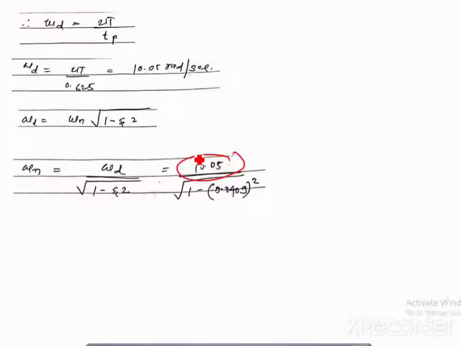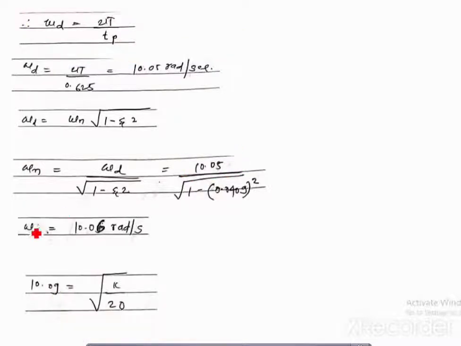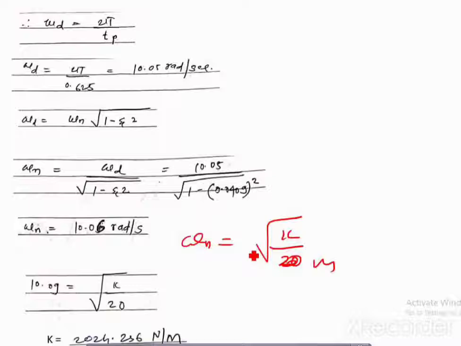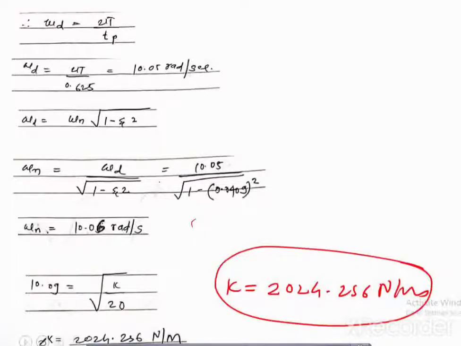Omega d is equal to 10.05. I found this omega d from the formula, with Tp from that formula, 25 upon 45. From this I will get omega n. Now once you get omega n, what is the formula? Omega n in radian per second is square root of k upon m. M is 20 kg, so from this you will get k. So what answer are you getting finally? You try to solve it at your home. So k is equal to 2024.256 Newton per meter.